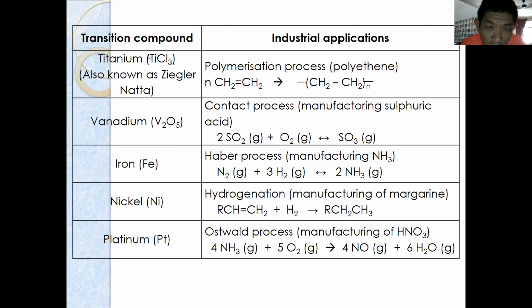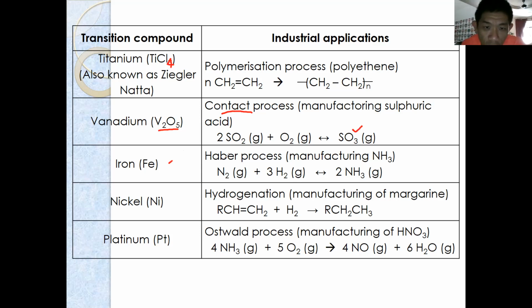Titanium is used as TiCl4. I think I already corrected it in the notes. TiCl4 is also known as the Ziegler-Natta catalyst. It is used in the polymerization process of polyethylene. As you already know during your SPM last time, vanadium oxide V2O5 is used in the contact process to catalyze the reaction from SO2 to become SO3.